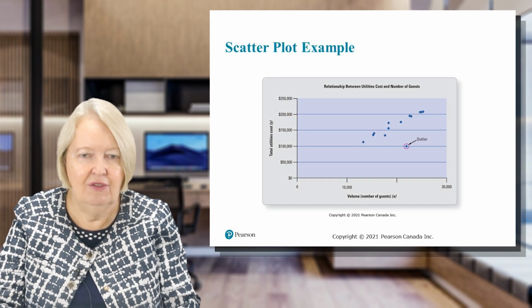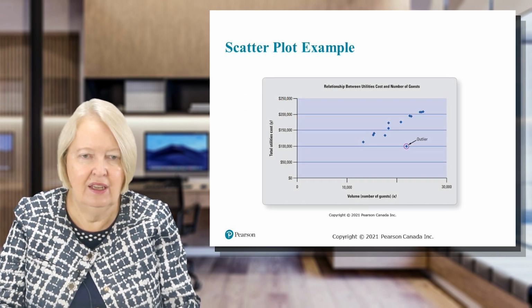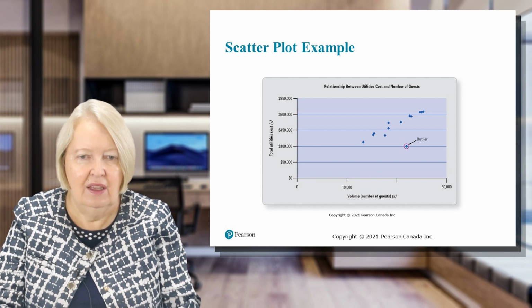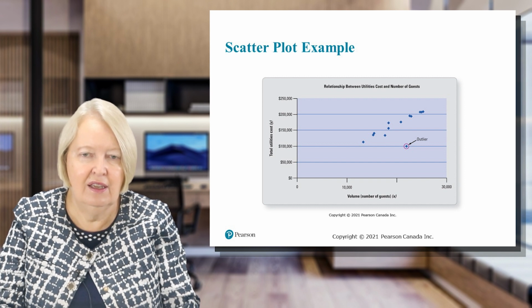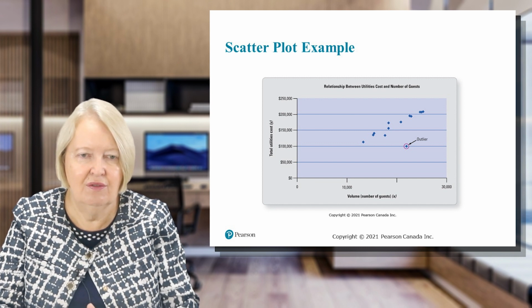So if you're just plotting your volume across the bottom, and then up the side is the cost, it pretty much runs a straight line. So if you can take your ruler and run a line that goes through pretty much the center of all of these points, that tells you there is a relationship between the cost and the volume. There's one outlier which you would ignore.